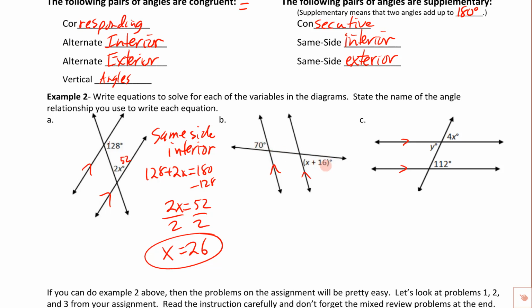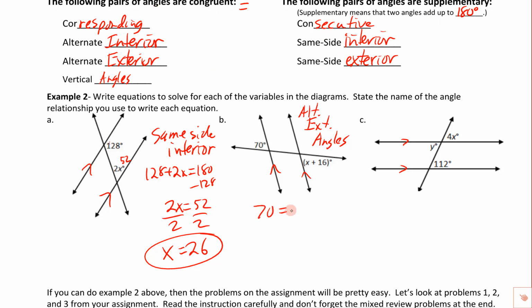First thing you want to notice is they are on the outside of the transversal. Here's the outside, here's the outside, so we're on the exterior, right here's the inside, and they're on opposite sides of the transversal. So these are alternate exterior angles. That was not on the list where they were equaling 180. That was on the list where they were congruent.